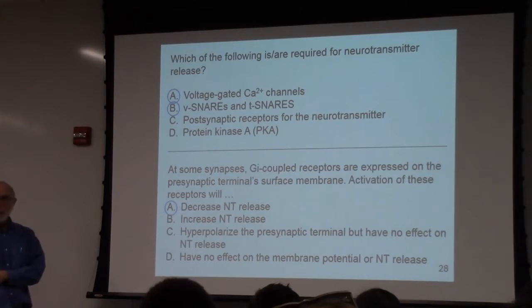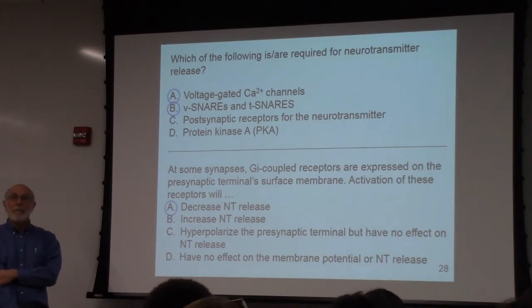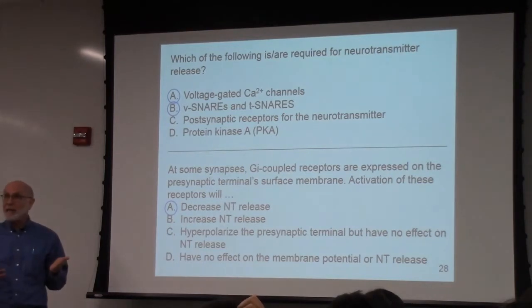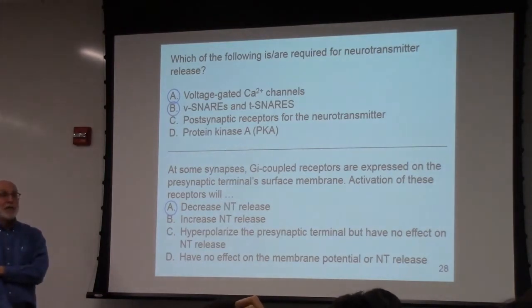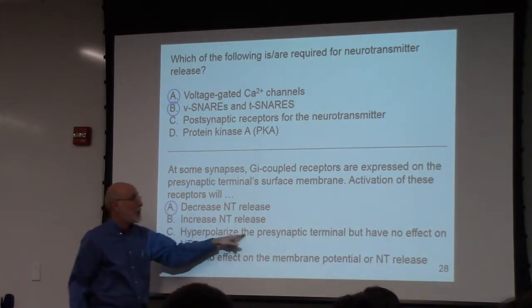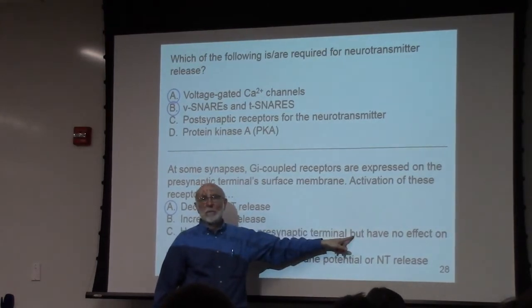Let's walk through this one. What do Gi-coupled receptors do? They're inhibitory. In addition to inhibiting adenylyl cyclase, many of them cause activation of a potassium channel. That's going to hyperpolarize the presynaptic terminal, so this C is partially true. But this is where it gets wrong.